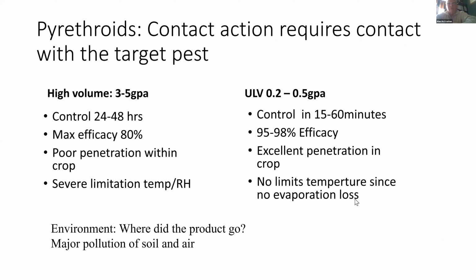Pyrethroids. Contact action requires contact with the target pest. If we apply a product of 3 to 5 gallons an acre, any of the pyrethroids, we have to wait 24 to 48 hours to have control. There's poor penetration because the drop size is relatively large. There's severe limitations with temperature and humidity because of evaporation. If we go in low volumes, we get control in 15 to 60 minutes, 95, 98% efficacy. We have better penetration, and we have no limits on temperature since there's no evaporation loss.